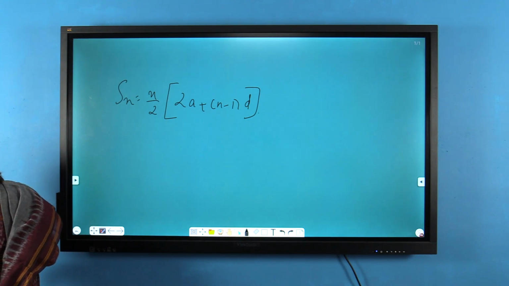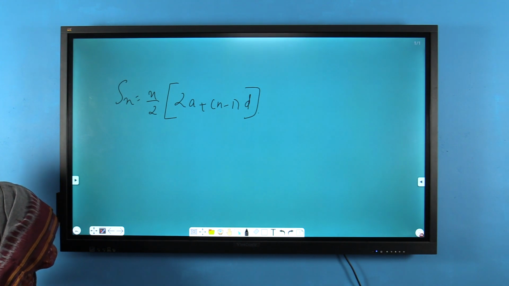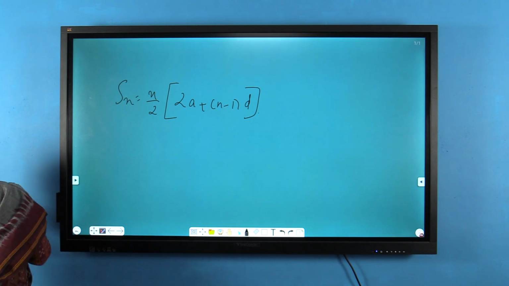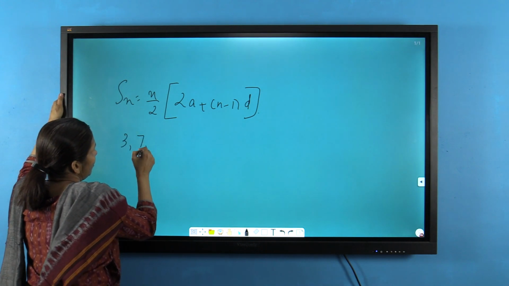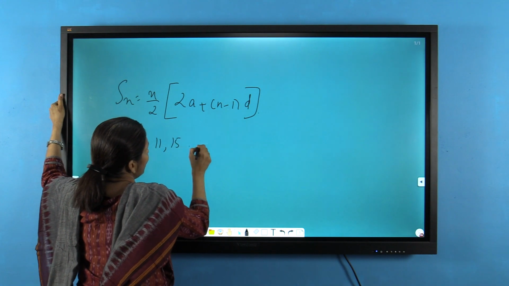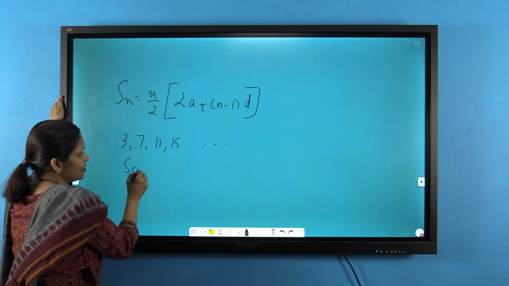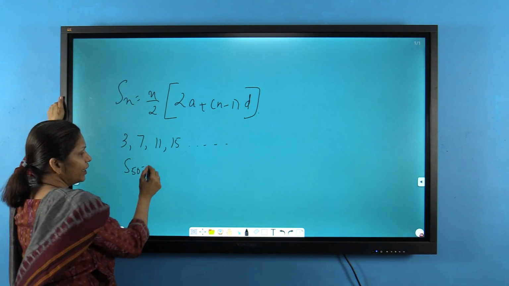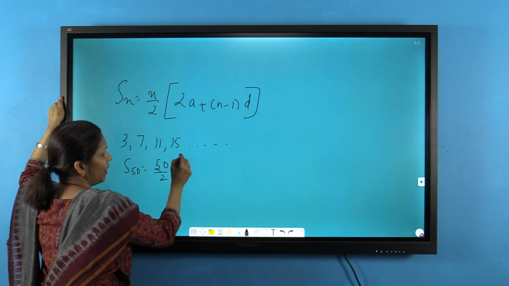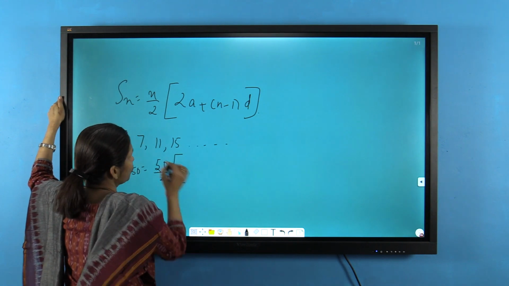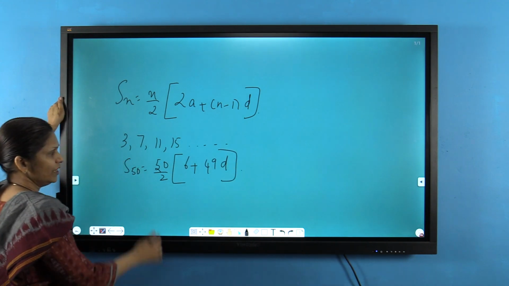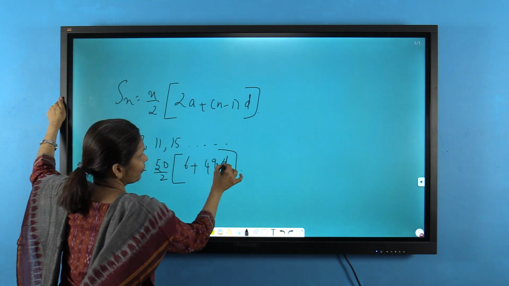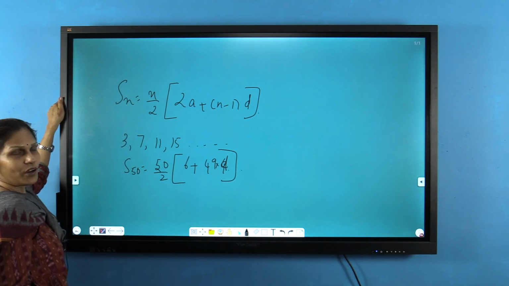Let us do one. In this AP, 3, 7, 11, 15 and so on, find the sum to 50 terms. I am not going to do the entire thing, I am just going to guide you. N by 2, 50 by 2 into 2A, 2 into 3, 6 plus 49D. So, what is D? D here is 4. And evaluate this, that is your answer.